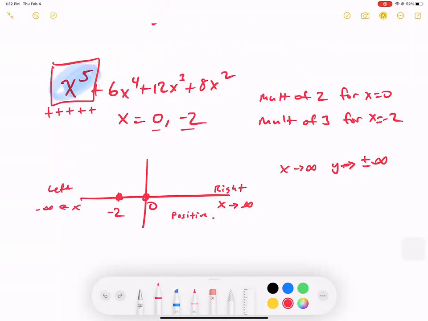So x to the 5th says, hey, what's a positive times positive times positive? Positive. That's going to be positive. So I can guarantee you this: on the right side, after my last root, we must go to infinity.